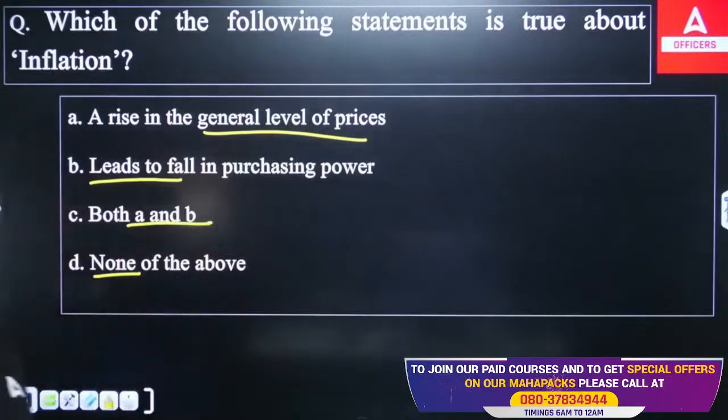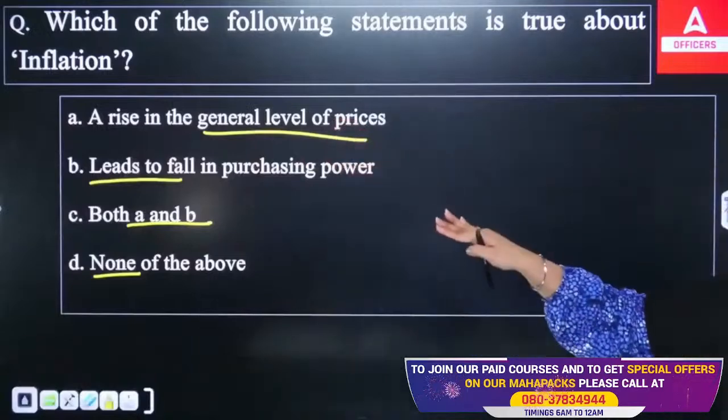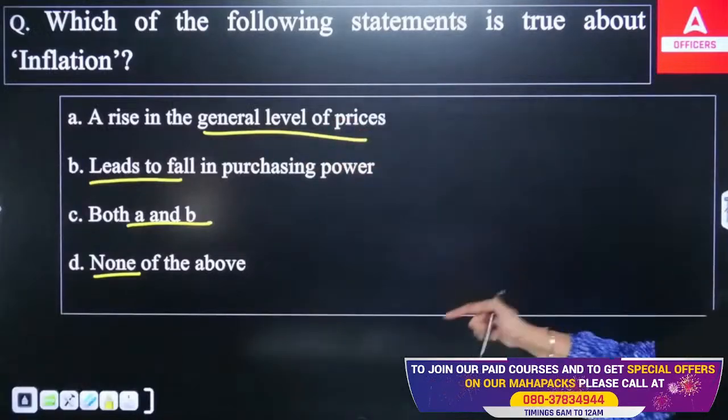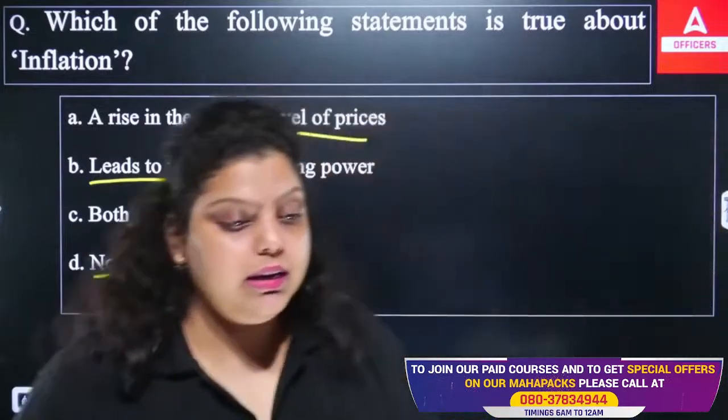So what do you think, which of the following is correct? First is prices are rising. Second is purchasing power decreases. Third is both A and B. Fourth is none of the above. What do you think, which of the following is correct?